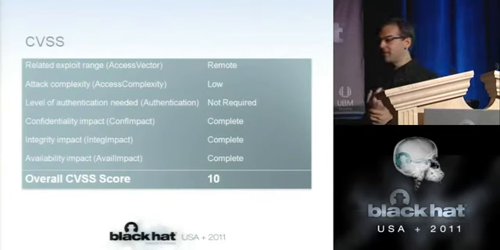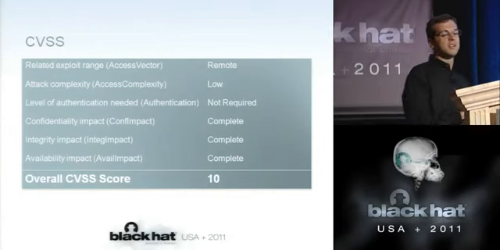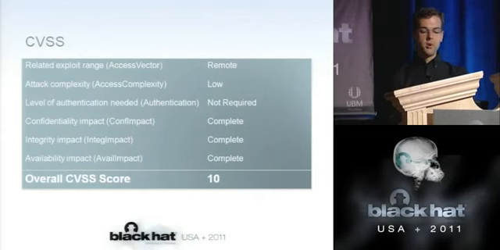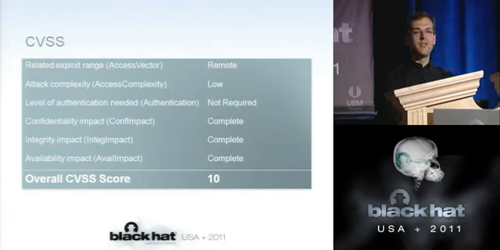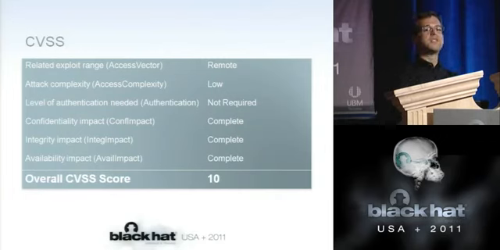What if we were to put a CVSS score to this? Here's the formula. The exploit range: I did it remotely, so remote. The attack complexity is ridiculously low. I didn't need auth to do this. I have a complete impact to confidentiality. I can read the entire machine. I have a complete impact to integrity. I can write anything on the machine. And I have a complete impact to availability. I just killed the whole thing with a while one. And if I really wanted to do more than that, I could start deleting files or whatever. So if you score this via CVSS, it comes out to 10, which is about as bad as it gets.